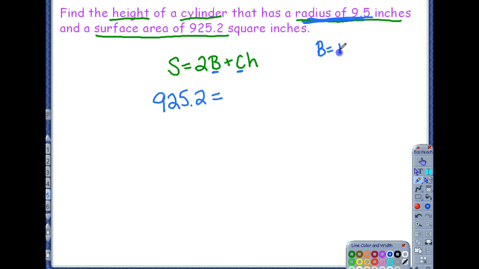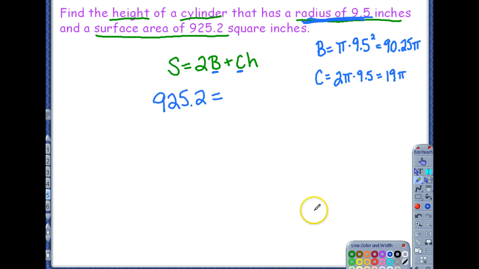So pi times 9.5 squared. 9.5 squared is going to give us 90.25 pi. And I'm going to leave it like that for now, but we know we're going to need to type that in and get a decimal later. So what about the circumference? So you're going to do 2 times pi times 9.5. So you get 19 pi.